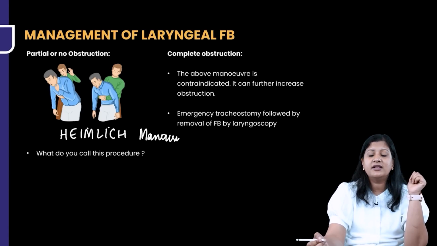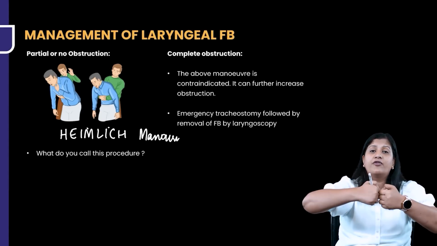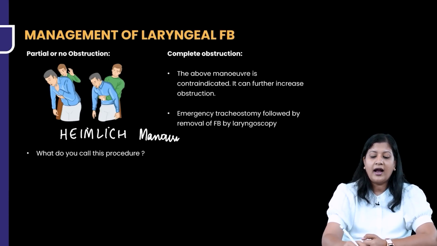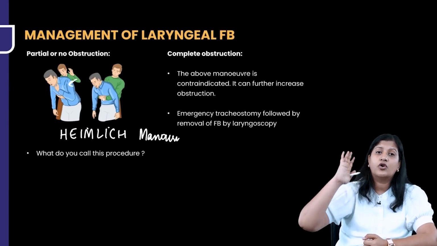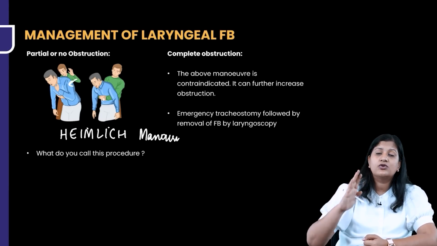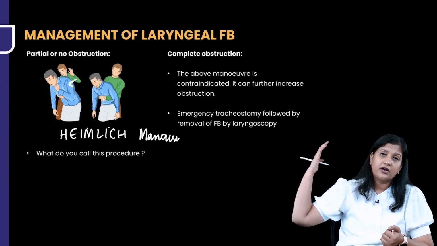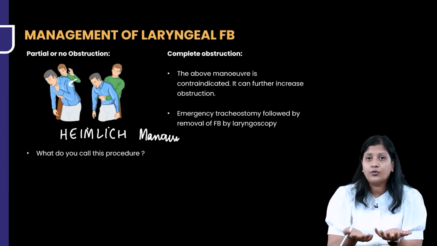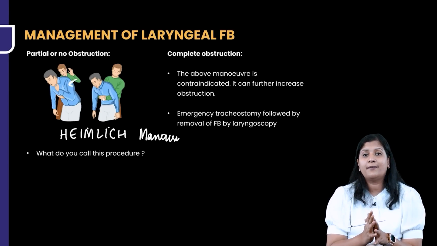Now, what is this Heimlich's maneuver? The patient is grabbed from behind and given compressions on the xiphisternum. While you give compressions, you are going to give back slaps. So you compress on the sternum and you give back slaps. That will help in pushing the foreign body out. This maneuver is called Heimlich's maneuver.